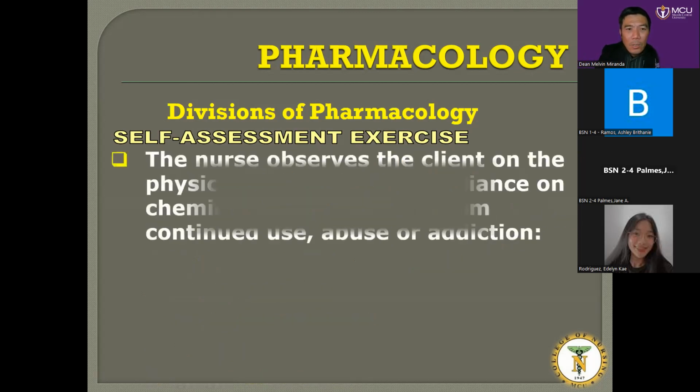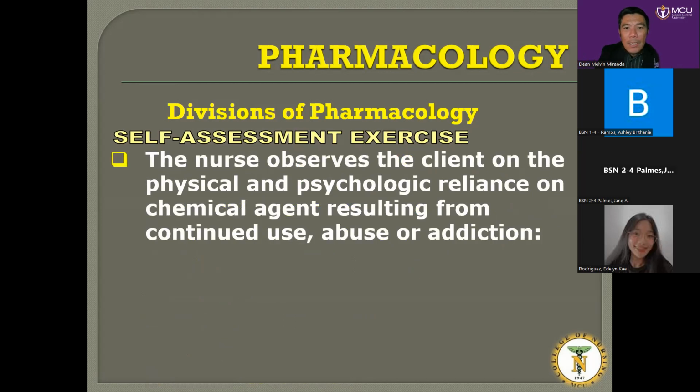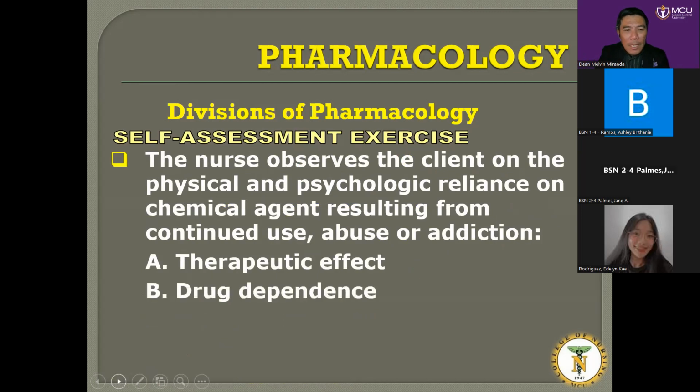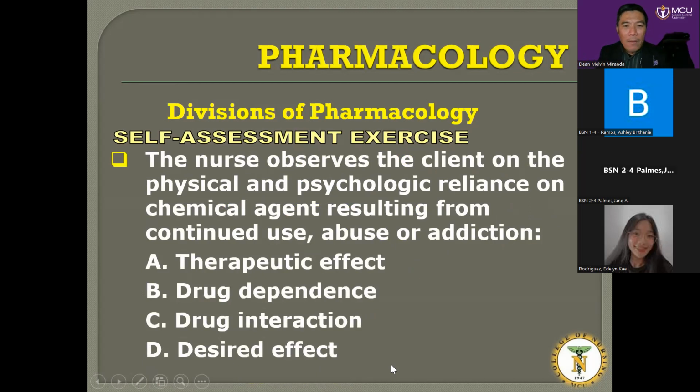Next question. The nurse observed the client on the physical and psychological reliance on a chemical agent resulting from continued use, abuse, or addiction. So will it be therapeutic effect? Will it be drug dependence? Will it be drug interaction? Or will it be the desired effect? Let us think of this matter.